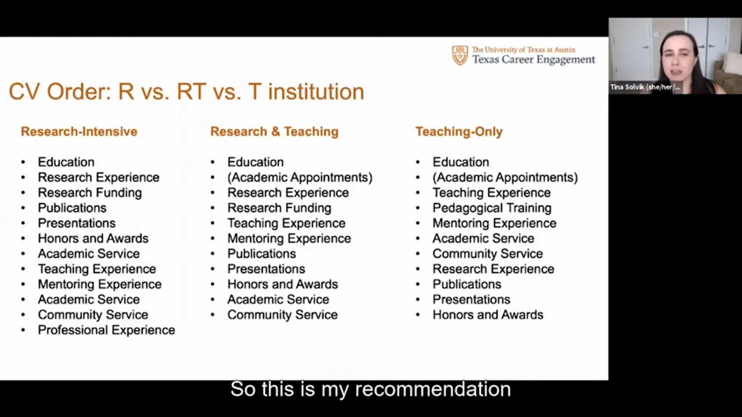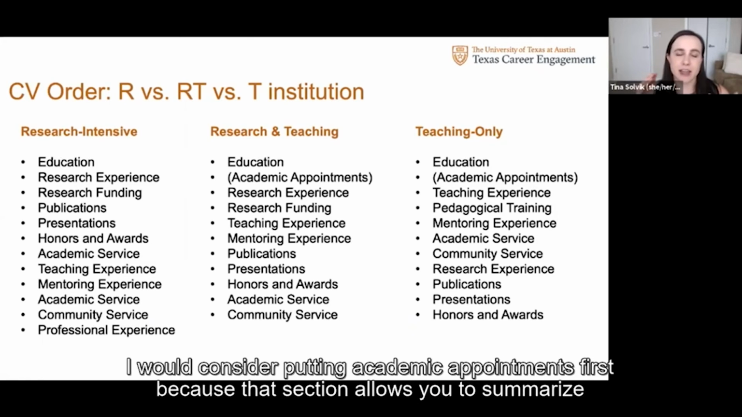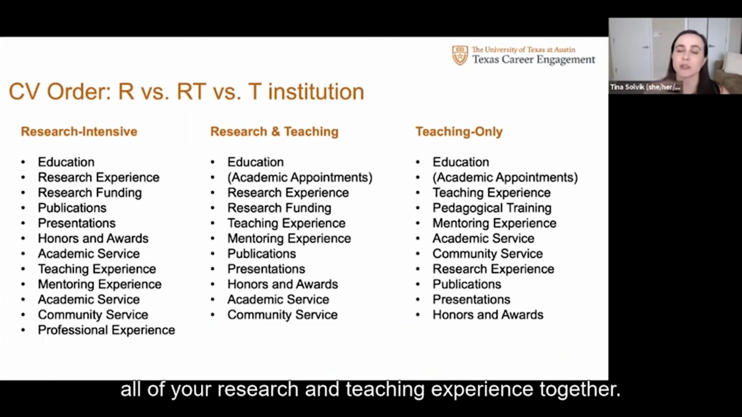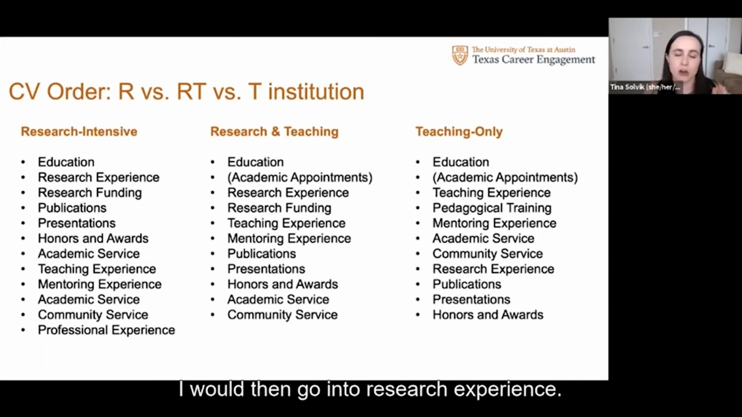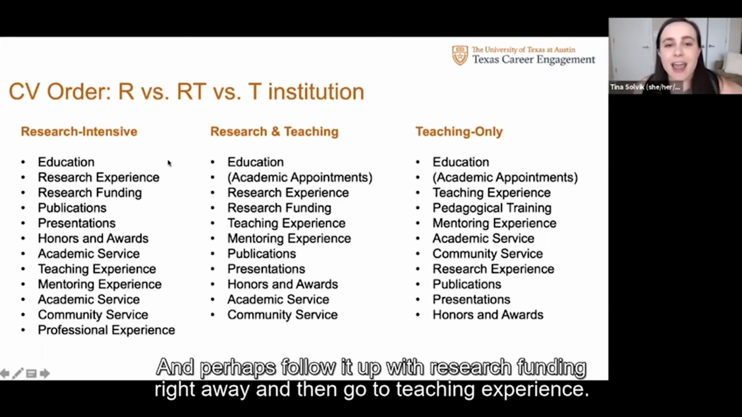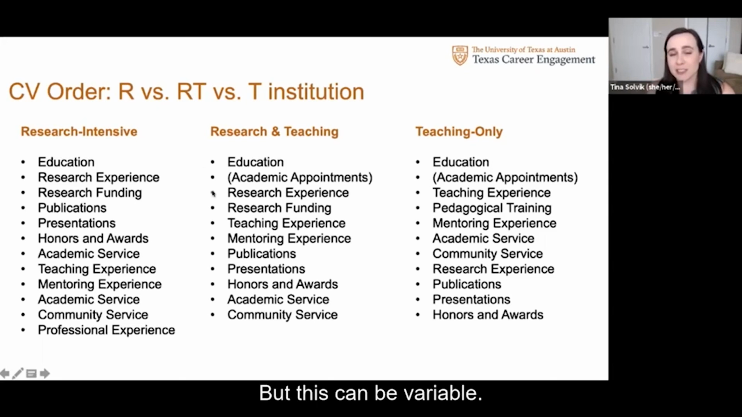So this is my recommendation for the majority of R-T, though it can change. Start with education, of course. I would consider putting academic appointments because that section allows you to summarize all of your research and teaching experience together. So you can include your postdoctoral experience, your guest lectureship, your teaching assistant, your assistant instructor experience all together. I would then go into research experience and perhaps follow it up with research funding right away and then go to teaching experience. But this can be variable.